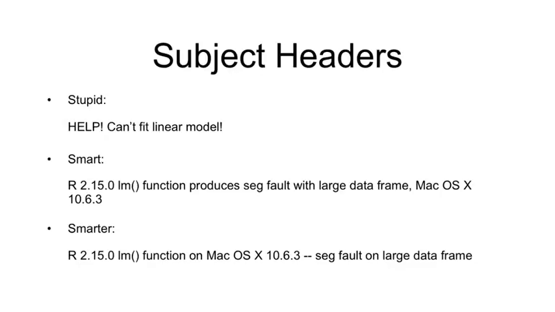So just a little bit smarter than that would be to reformat the message so that I specify what version of R I'm using, the function, and then the version of the operating system, so that gives me the context, and then after that I can say what the problem was, which in this case was a segfault on a large data frame. So here the important details are right away put in the subject header before I even get to the body of the message.